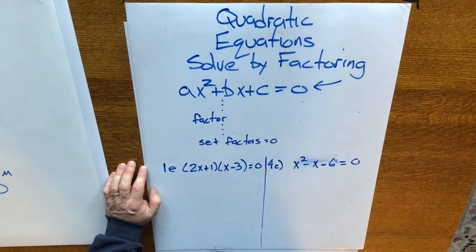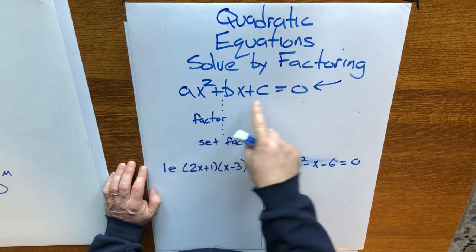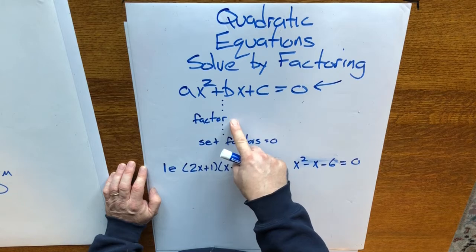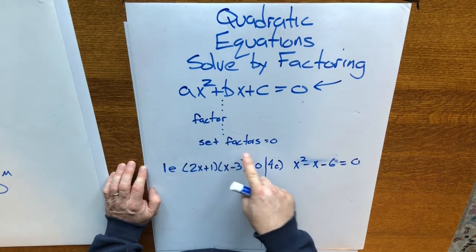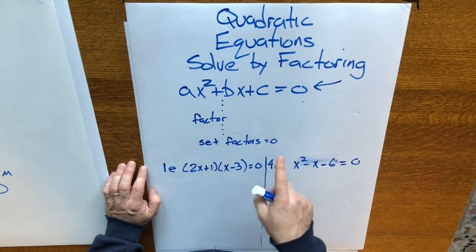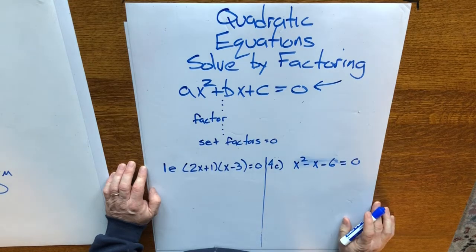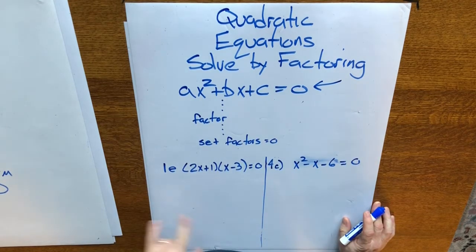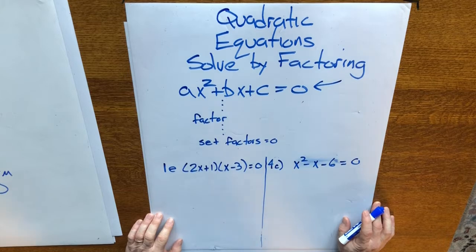The steps that we're going to follow today are to take this equation and factor it by all our different factoring methods, and then set each factor equal to 0. I'm going to go through a bunch of examples here that come right from your homework. These are questions that I assigned in that lesson.